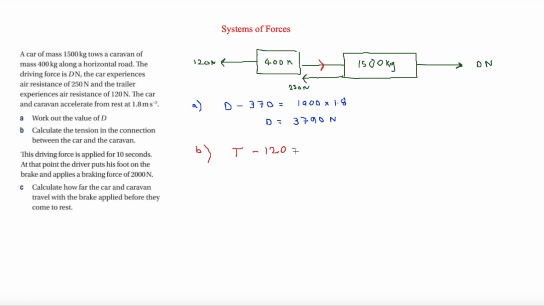So that is going to be equal to MA. The acceleration again is 1.8, because both of them are accelerating at 1.8. That should be times by the mass, and the mass in this one is just 400, because that's the mass of the caravan. That means the tension is 1.8 times 400 plus 120, which is equal to 840 newtons.